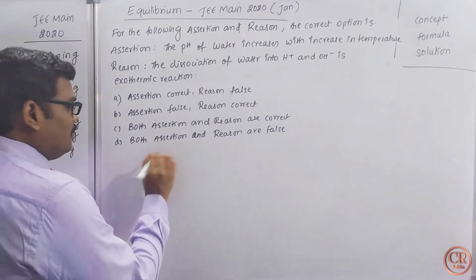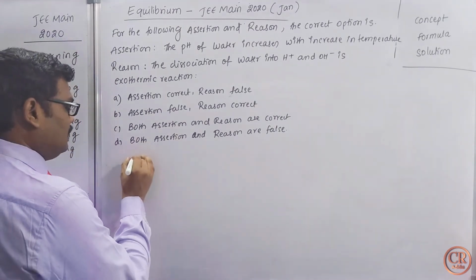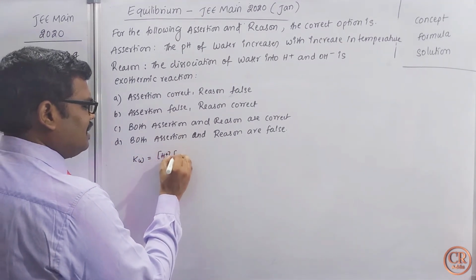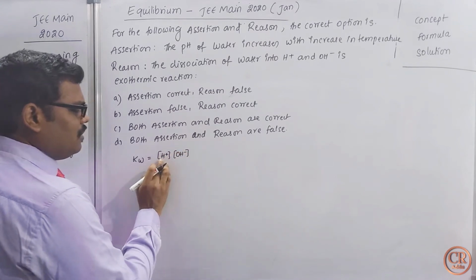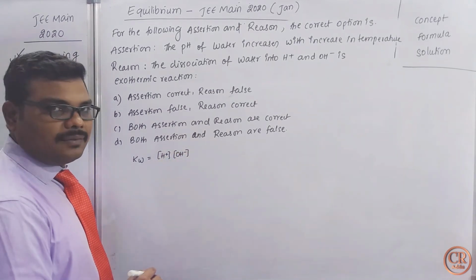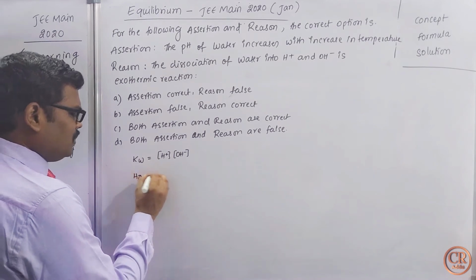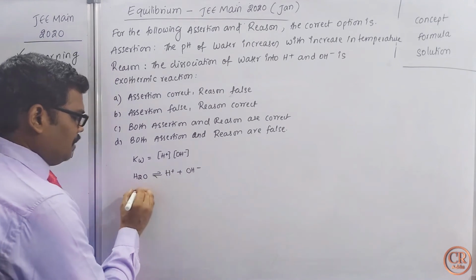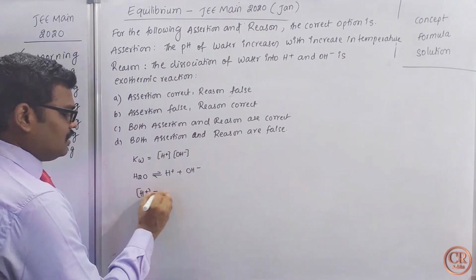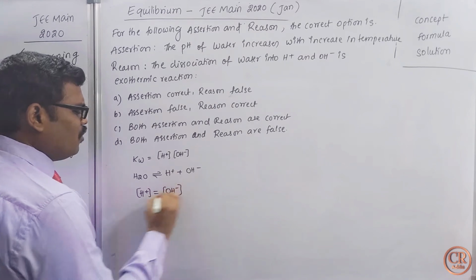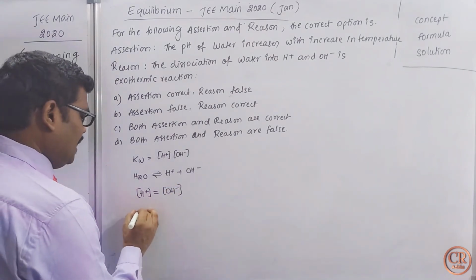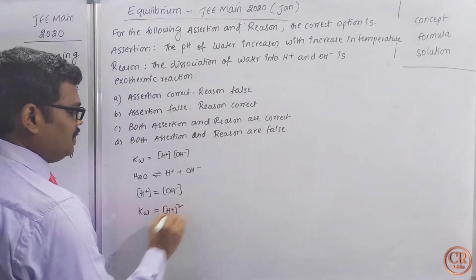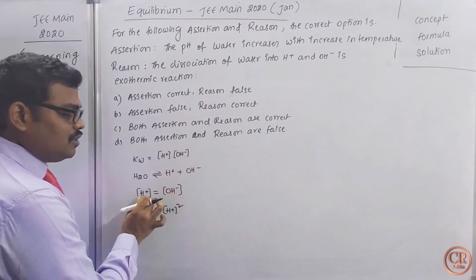Now the suitable concept for this question is Kw is equal to the concentration of H plus and OH minus. It is the product of the concentrations of H plus and OH minus ions. Now you know when water dissociates, it gives one H plus and one OH minus ion. From this we can say the H plus ion concentration is always equal to the OH minus ion concentration. From this Kw value we can write Kw is equal to H plus whole square, because in place of OH minus I substituted H plus.